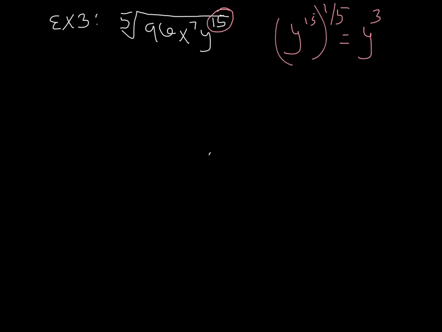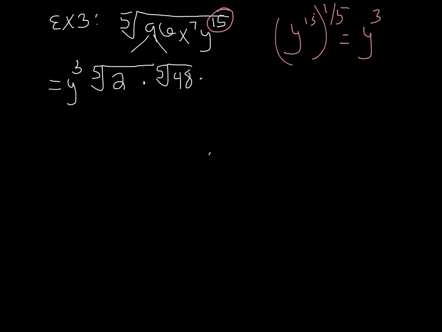and rewrite this. Now 96, I don't know what to start with, so I'm just going to choose 2. Okay, I know I can divide it by 2. So let's say I've got my y cubed on the outside, and then the 5th root of 2 times the 5th root of 48. So that's just the 96 being divided here.